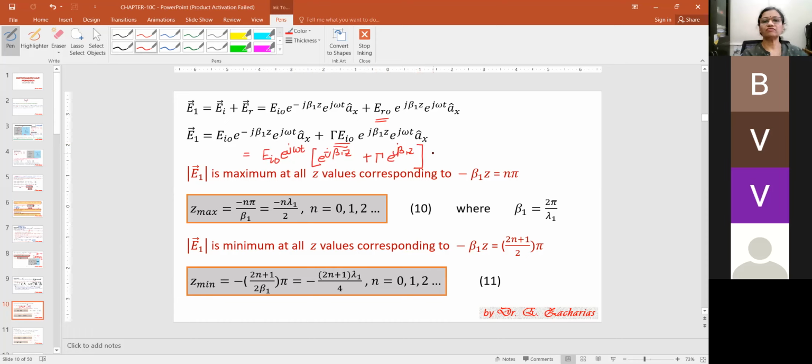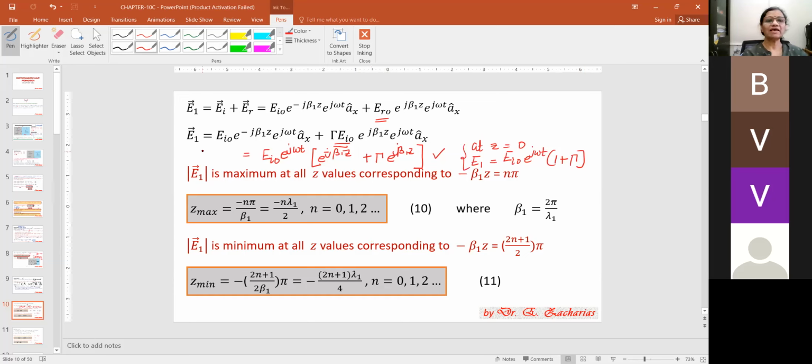Okay, so this is the net electric field in region 1. What will happen at Z equal to 0? At Z equal to 0, or at the boundary, you will get E1 equal to EI naught e to the power of J omega T, and then you will have 1 plus gamma. This is at the boundary.